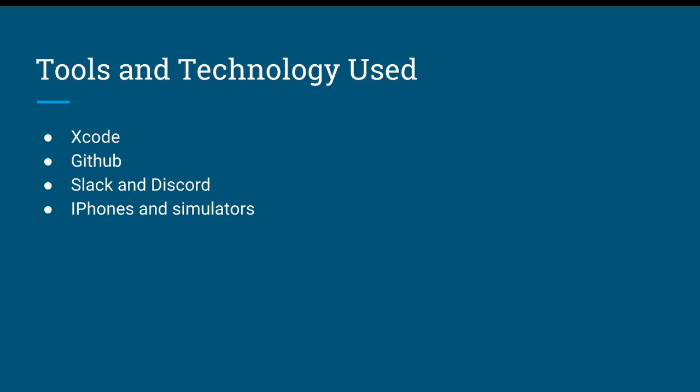The third one I want to touch on is Slack and Discord. These were our primary methods of communication between team members on a daily and weekly basis. The last one is iPhones and simulators. We use the iPhones and iPhone simulators to test our code and make sure that our app is functioning properly.